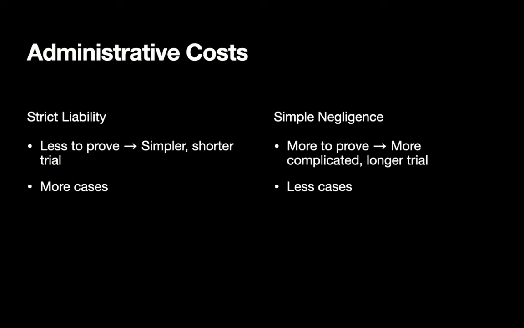So under strict liability, there is less to prove, which can make court cases much simpler and shorter. Under simple negligence, much of the court case may revolve around whether duty was breached, making the trial more complicated and longer. However, since more must be proven under simple negligence, the plaintiff is less likely to bring a suit. The plaintiff will only actually sue if he believes he can establish that the defendant breached duty under negligence. With strict liability, on the other hand, the plaintiff only needs to establish harm and cause, and so is more likely to sue. So with strict liability, we are likely to have more court cases. But when we do have a case, they will be simpler and less expensive under strict liability than under simple negligence. So society faces trade-offs in administrative costs.